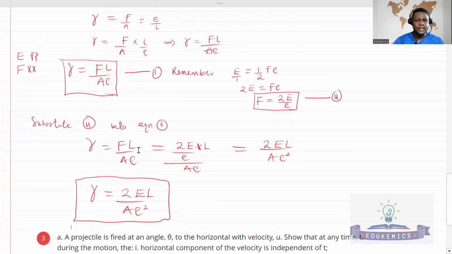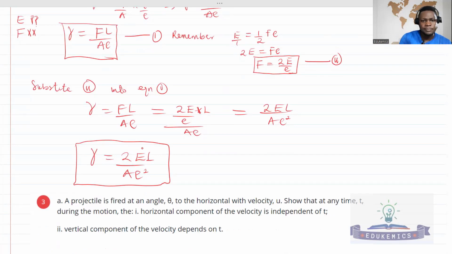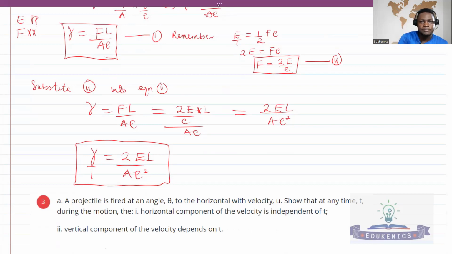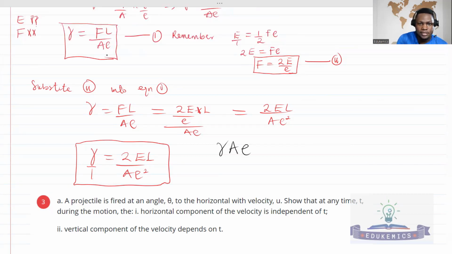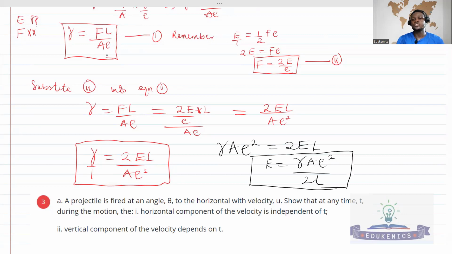We have the question to get the relationship, so we have to get the expression for the energy. So let's make energy the subject of the formula here. Let me use the black pen. We'll cross multiply from here because the question asks us to find the expression for the energy. So Y A e squared equals 2EL. So divide both sides by 2L so that we have the energy as Y A e squared over 2L. So this is our final formula for the energy stored in that elastic material.